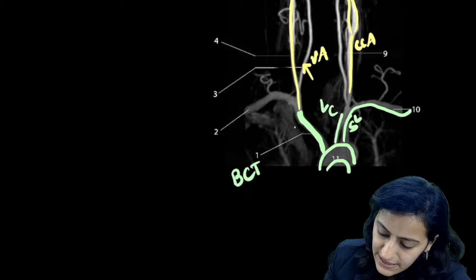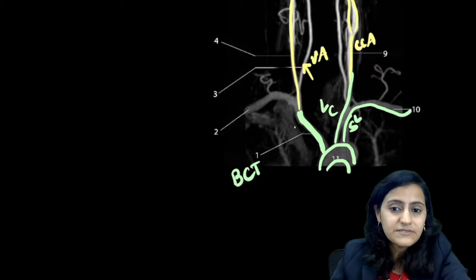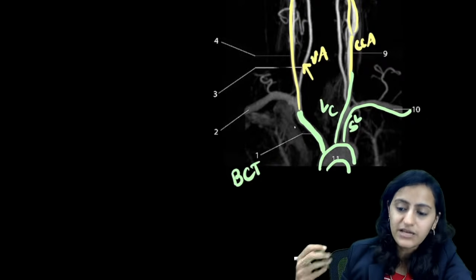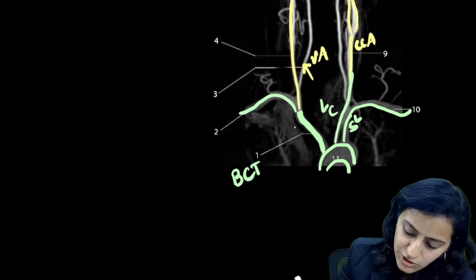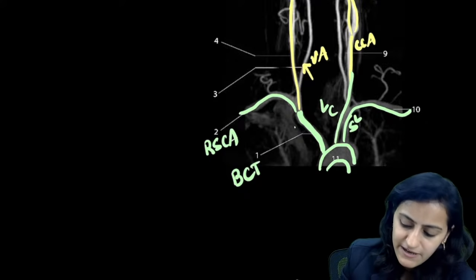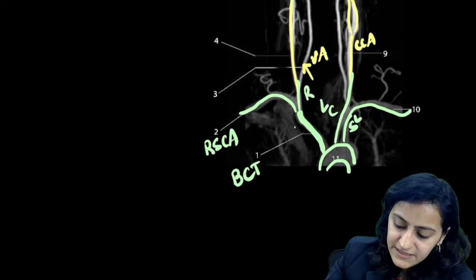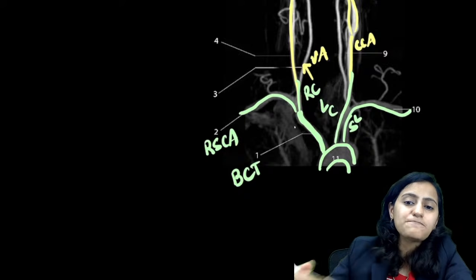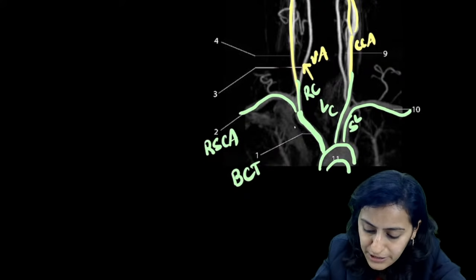Okay. So that's the left common carotid going up. This is the left subclavian artery. Brachiocephalic, brachio gives the subclavian artery. So number 2 is the right subclavian artery and it gives the right common carotid artery, right? So you have the right subclavian and the right common carotid artery.